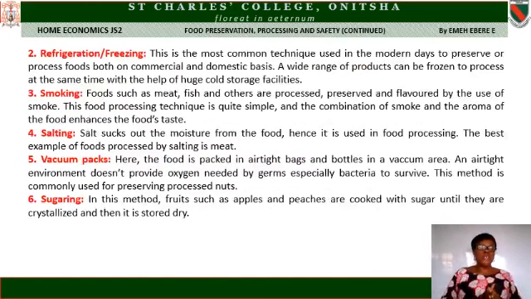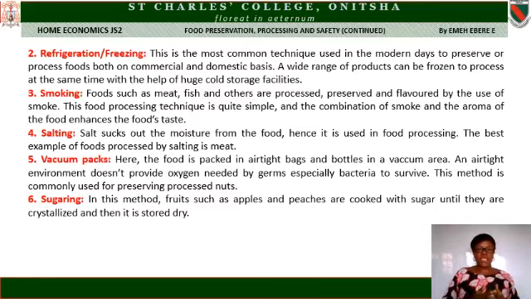Number 2, refrigeration and freezing. This is the most common technique used in modern days to preserve or process food, both on a commercial and domestic basis. A wide range of products can be frozen to process at the same time with the help of huge cold facilities. Yes, use your refrigeration to process your food so that it will not spoil when you use it. Then number 3, smoking.